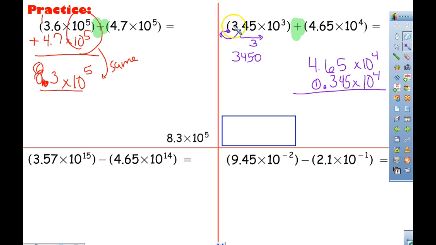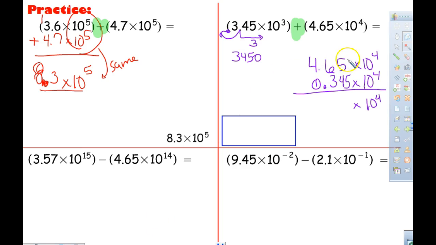We moved our decimal to the left to get to the power, so we've got to add to the exponent. This stays as 10 to the 4th. We are now adding these two together. If you need to add another place value as you are adding those, add that last place value.